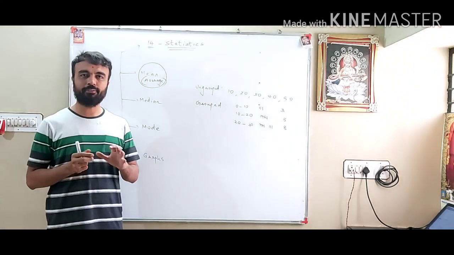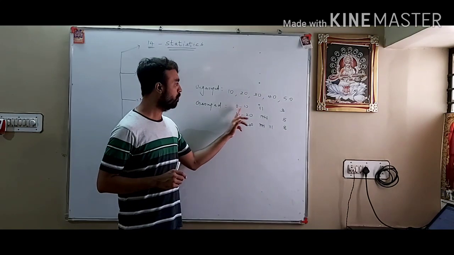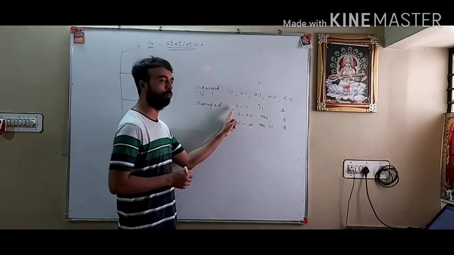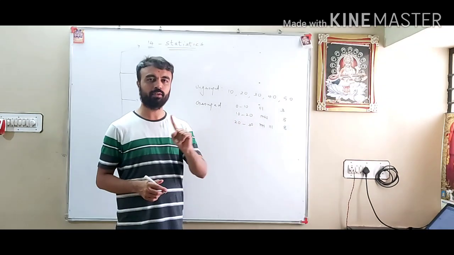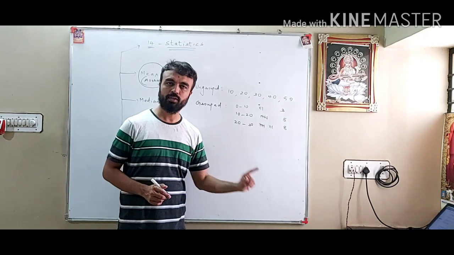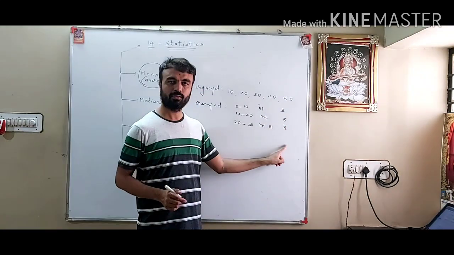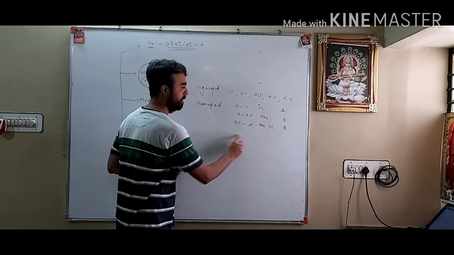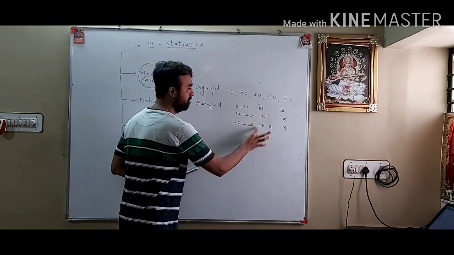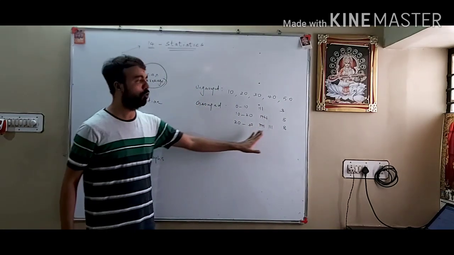So this type of sums were there in lower classes where you were having this type of groups. These are called groups. 0 to 10 is the first group, 10 to 20 is the second group, 20 to 30 is the third group. These are called groups and these are called frequencies. So this type of data, obviously in standard 10 this will not be there. Only these two columns will be there. So this is called grouped data.